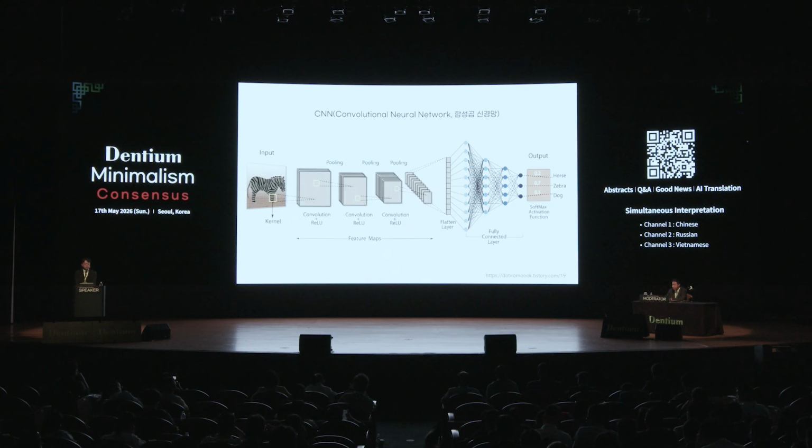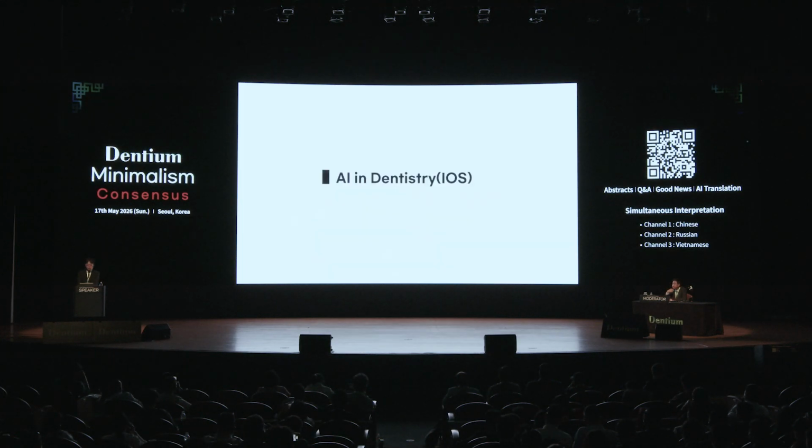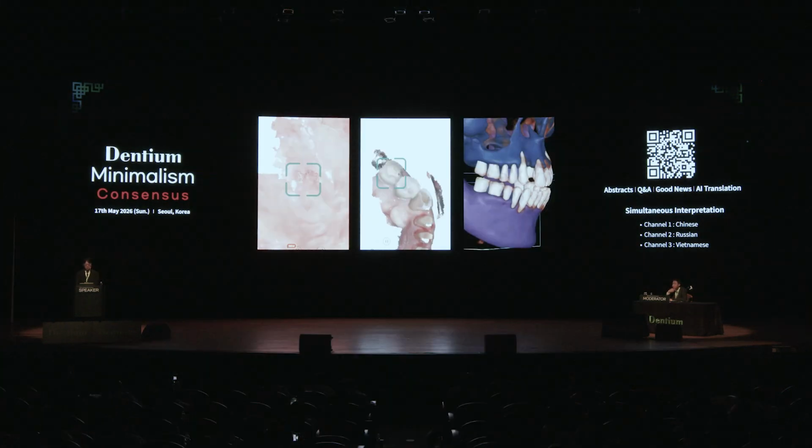The reason I explained the relatively complex CNN model is that it forms the basis of the AI technology used in the intraoral scanner. AI is already being used in intraoral scanners to achieve more accurate and precise data acquisition, and its application will continue to expand in the future. Based on this background knowledge, now let me talk about how we used AI in the intraoral scanner. Let's take a look at how AI is currently applied in intraoral scanners and how its application will expand in the future.